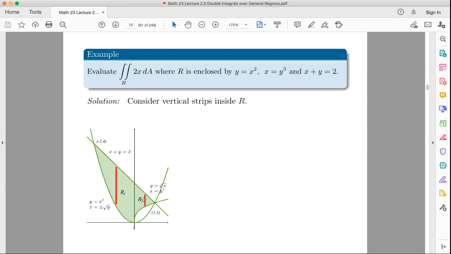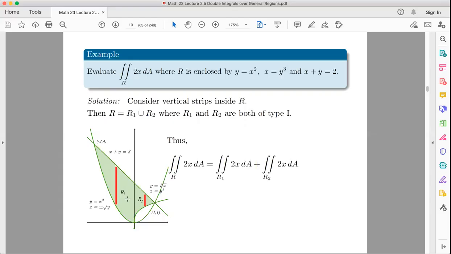So how do you determine these subregions? You just get the points of intersection. We have an intersection at (-2, 4), and the intersection of the parabola with the cubic is at the origin here, and the intersection of the cubic with the line is at (1, 1). So we can divide this into regions R1 and R2, and each is of type 1. Hence, the double integral over R is just the double integral over R1 plus the double integral over R2.